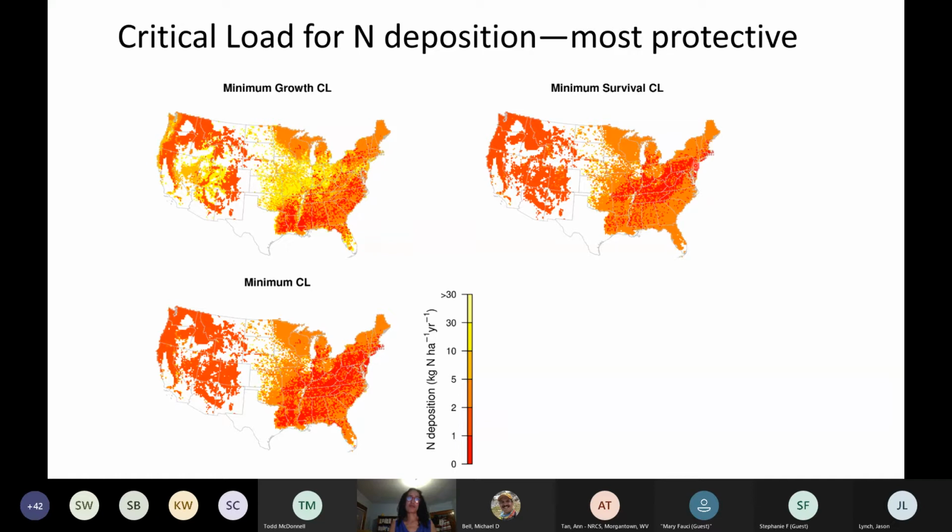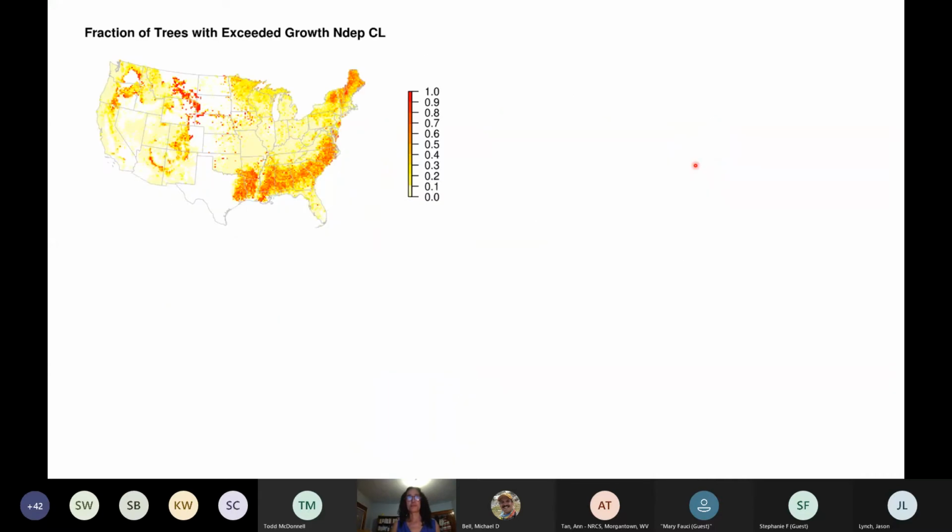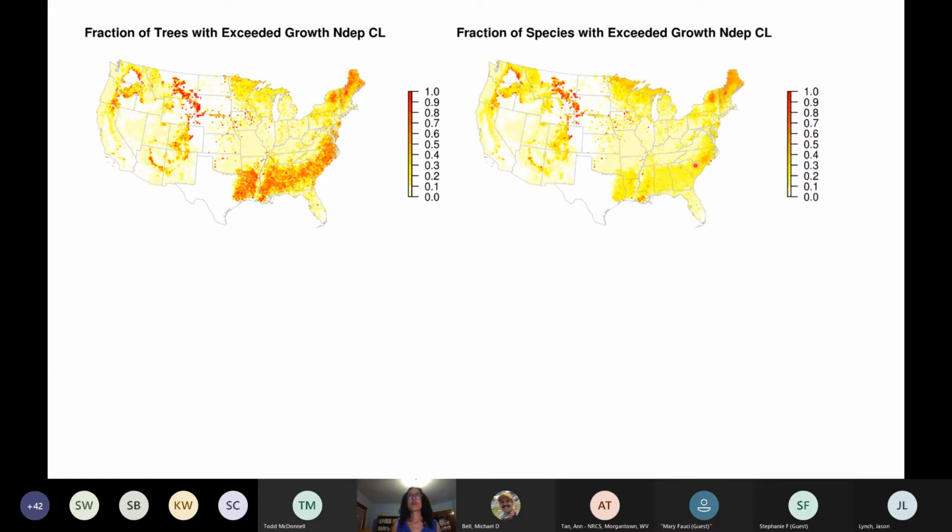And this might be useful for someone who was trying to understand simply what would be the most protective deposition level. So we can also look at the fraction of trees that have the critical load exceeded. So this is for growth, for nitrogen, or the fraction of species. So this is like the number of stems, and this is the number of species.